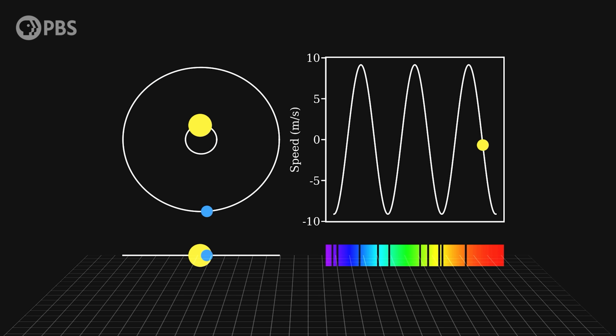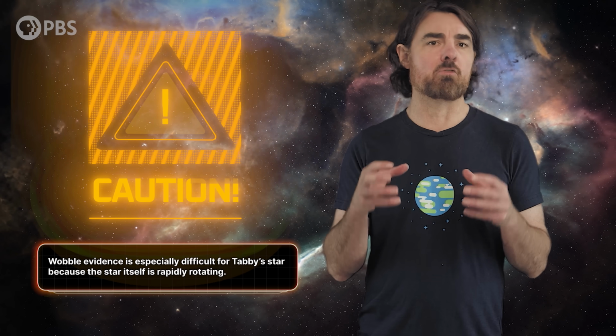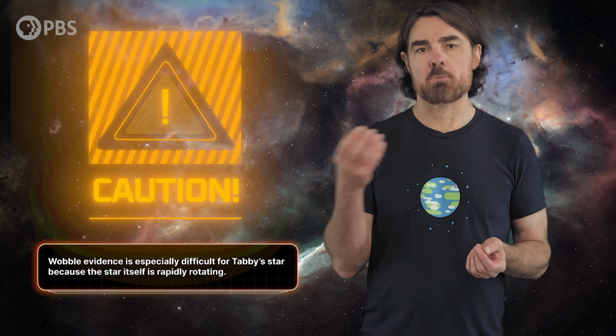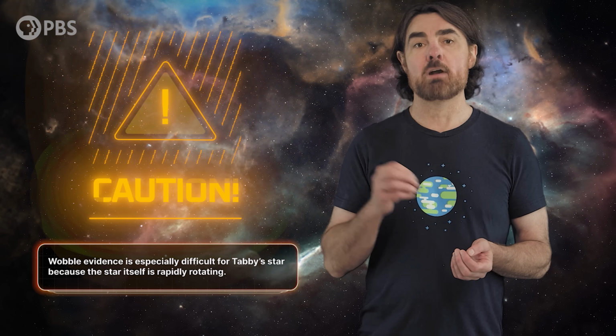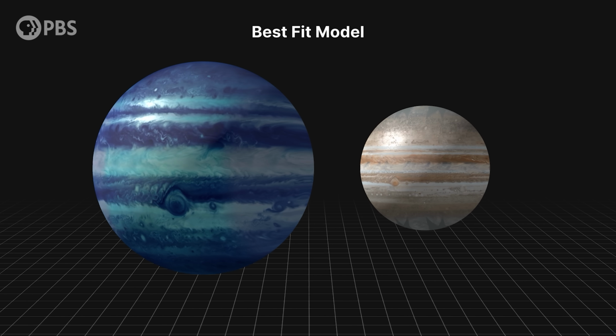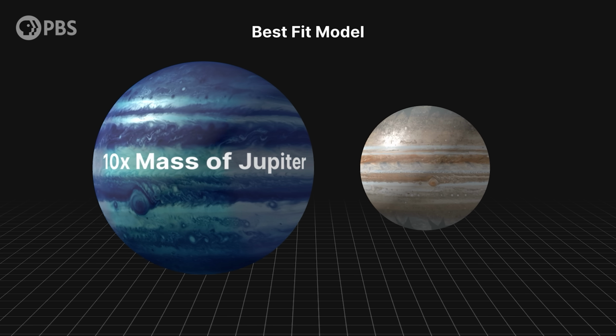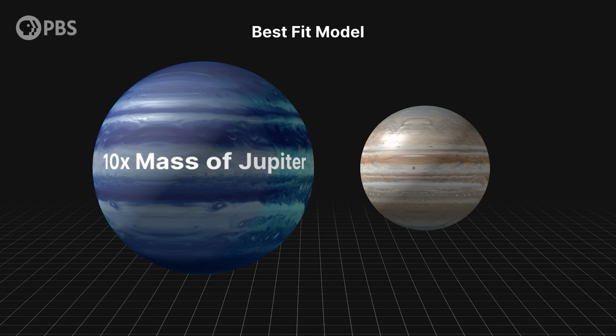That motion can be detected by watching for the tiny shift in the wavelengths of the star's light due to the Doppler effect. Now, the team used both old and new spectroscopic data to find evidence of that wobble. It's especially difficult with Tabby's star because the star itself is rapidly rotating, which causes additional Doppler smearing of its light. However, the team were able to find a tentative Doppler signature that's consistent with the orbital parameters that they had found for this gravitational disruptor. And the model that best fit the radial velocity analysis gives a ridiculously massive planet, 10 times that of Jupiter.